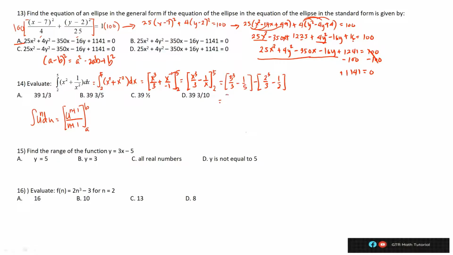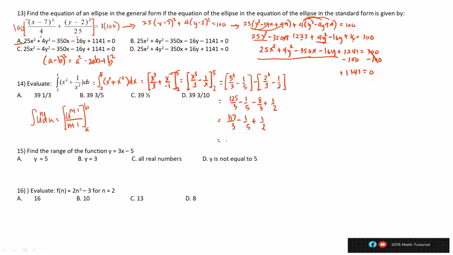Okay, so just simplify. So we have 5 cubed, 5 times 5 times 5, we have 125 over 3 minus 1 fifth. Let's remove the grouping symbol. So wala na yung grouping symbol dyan. So we have minus 2 cubed over 3, so that is minus 8 over 3. Then minus minus, so that is plus 1 half. Okay, so let us combine the denominator of 3. So we have 125 minus 8, that is 117 over 3 minus 1 fifth plus 1 half. So now get the LCD. What is the LCD? 3, 5, and 2.